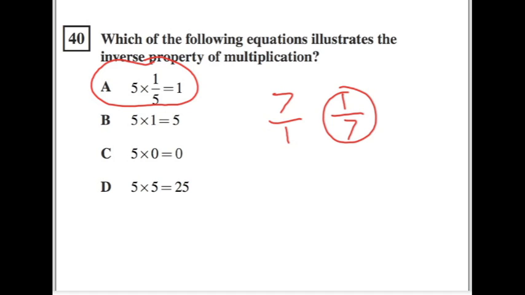So how we know that this is the inverse property of multiplication is that before this was 5 divided by 5 equals 1. And so what I did was when I flipped 5, it also flipped the operation. So it's 5 times 1/5, which is also equal to 1. So this is a good example of inverse property of multiplication.